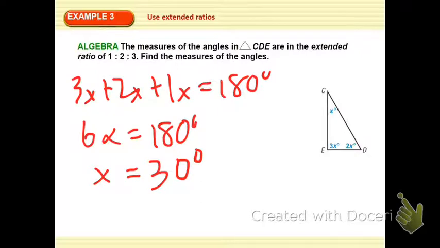So, angle 1 would be 30, angle 2 would be 60, angle 3 would be 90. Yeah, so we have to plug back in. So this would be 30, then 2 times 30 is 60, and 3 times 30 is 90. So those would be your angles. Everybody have it? All right.